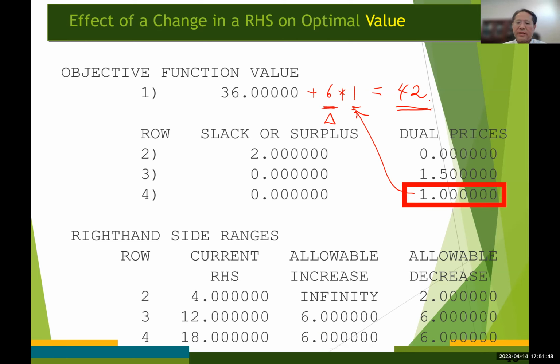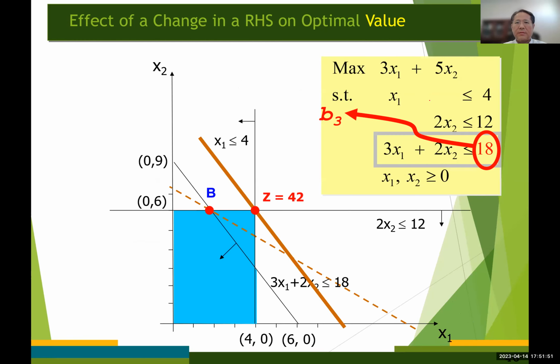So graphically, the new optimal solution occurs right here, right? With the corresponding new optimal objective function value of 42 with the improvement of 6, right?